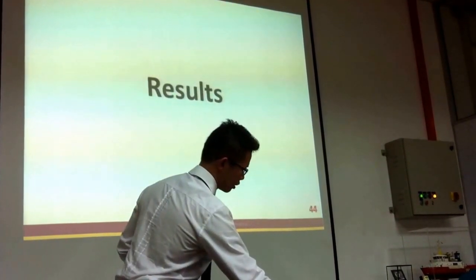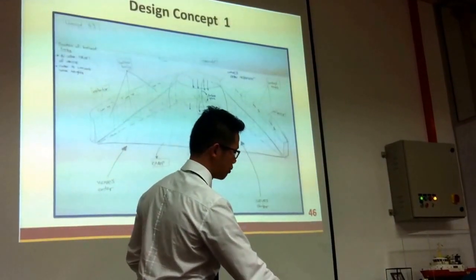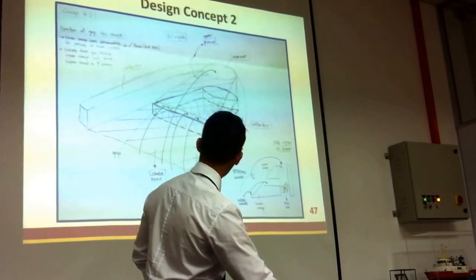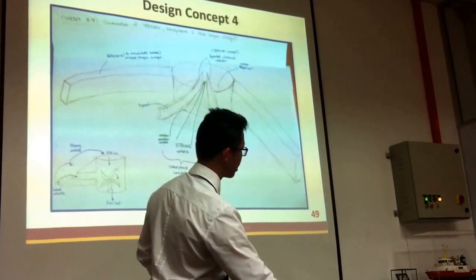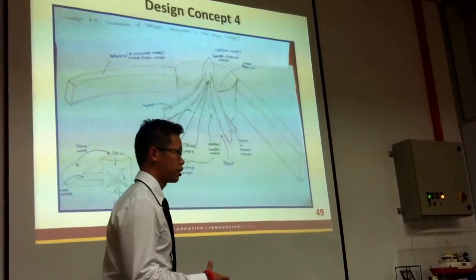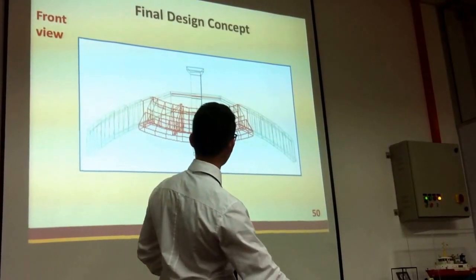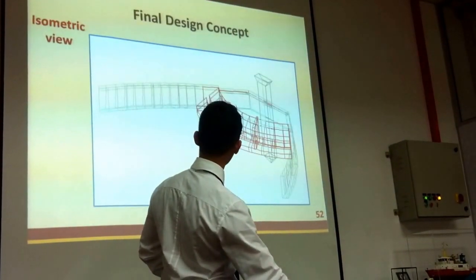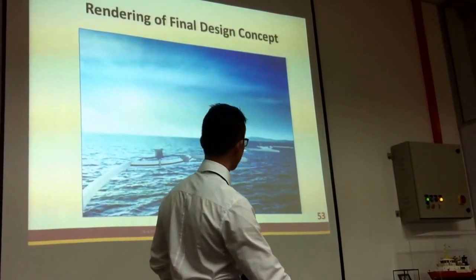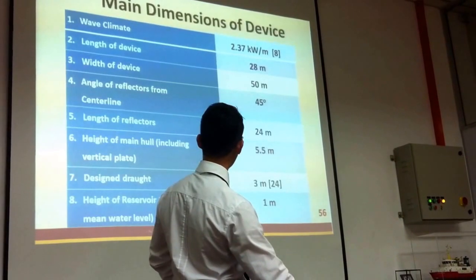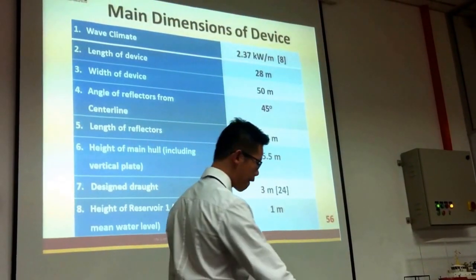So these are my results, and I start off with the initial design concepts. So my design concept 1, 2, 3, and 4. So from this, I incorporated the advantages of everything, and I came up with the final design concept. This is the front view, plan view, and isometric view of the device. So these are some renderings that I did for my concept. And these are the main dimensions as determined earlier in the methodology section.